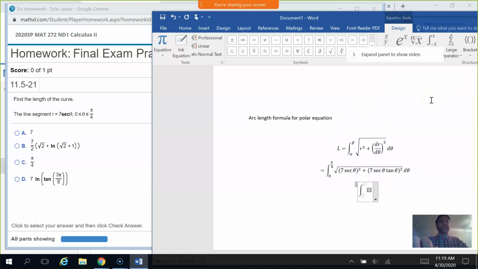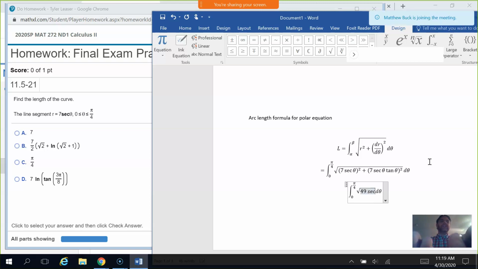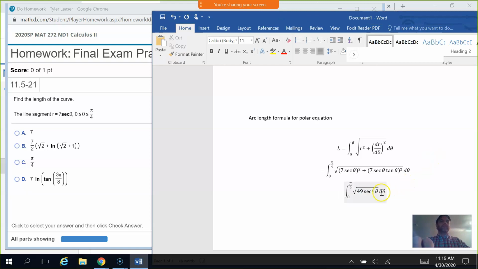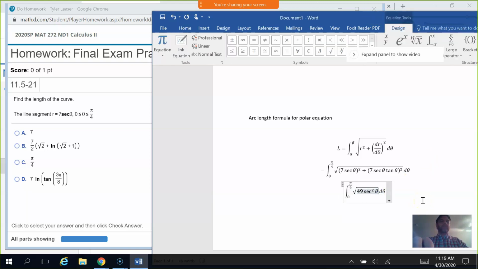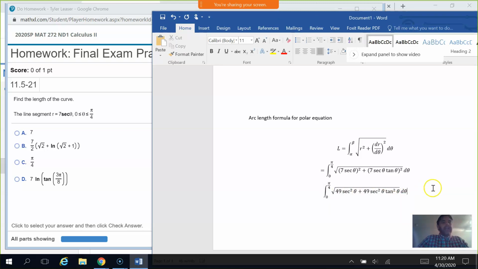So simplifying this down, this is still the integral from 0 to pi over 4. We'll square off all that stuff on the inside of the square root here. So 7 secant squared is going to change into 49 secant squared, plus the other one would just change into 49 secant squared tangent squared. And there's not too much that we can do with this as far as trig identities go.